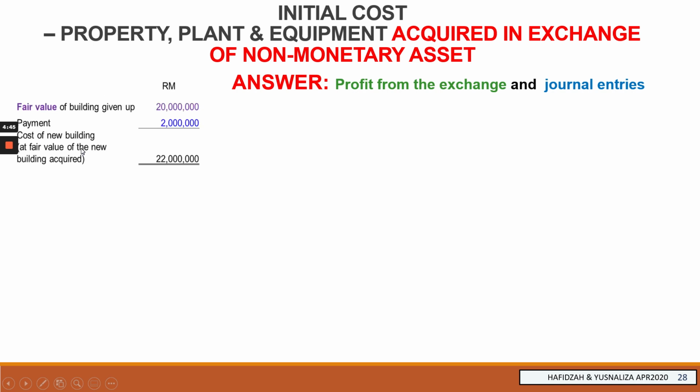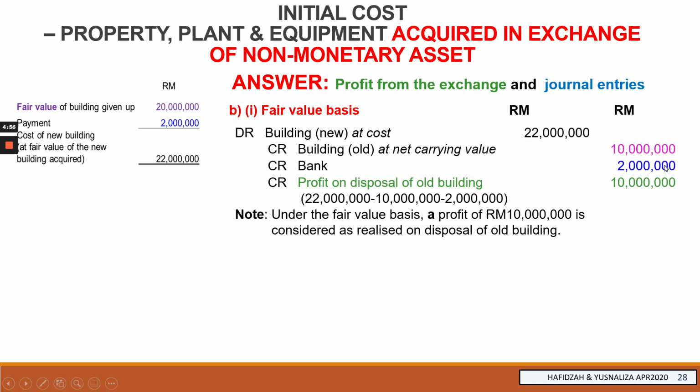Recall from the previous workings for the fair value of the building given up. The profit will only be realized under the fair value basis. Under the fair value basis, the building at cost, which is the fair value of the new building that was swapped with the landlord, is 22. And then the old building has a carrying value of 10 million. That was the historical cost, because no depreciation was assumed here.